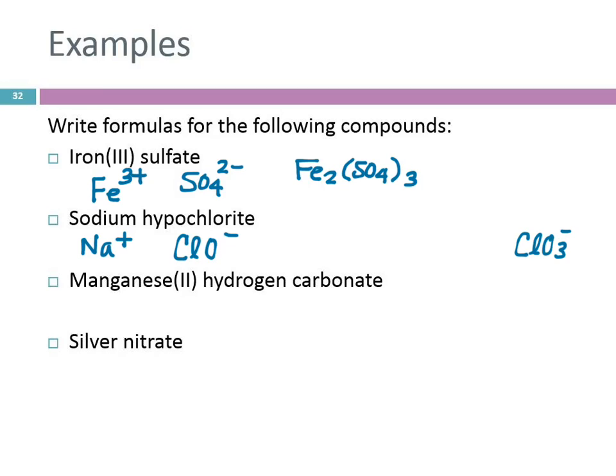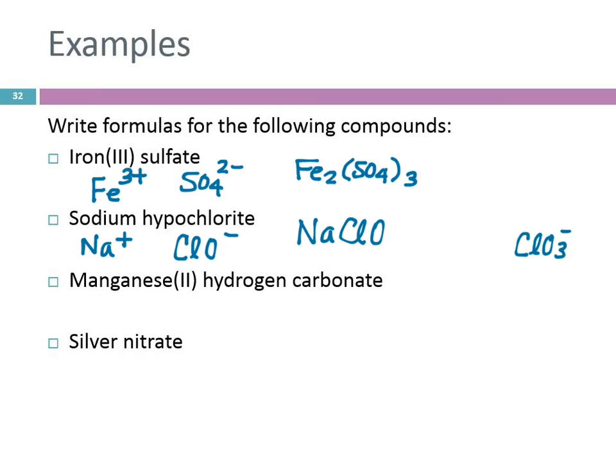Then we look at the charges. +1, -1. If we just push them together, the charges add up to 0. And so this is NaClO. The next one, manganese hydrogen carbonate. Here's one with 3 words in its name. When there's 3 words, the middle word goes with the anion.